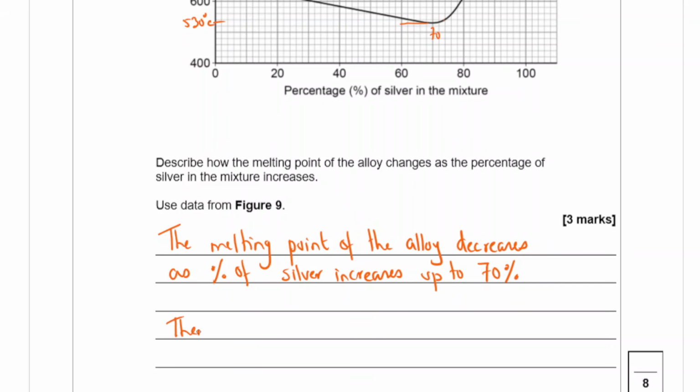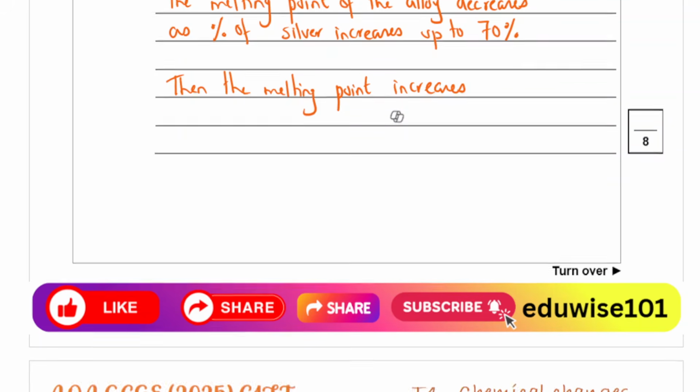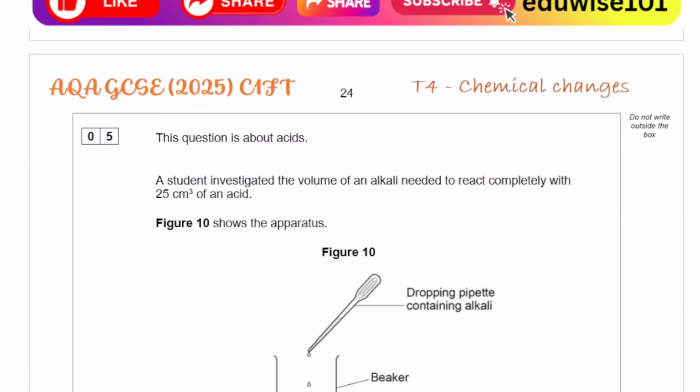Then the melting point increases. That brings us to the end of question number 4. Let's have a look at question number 5.